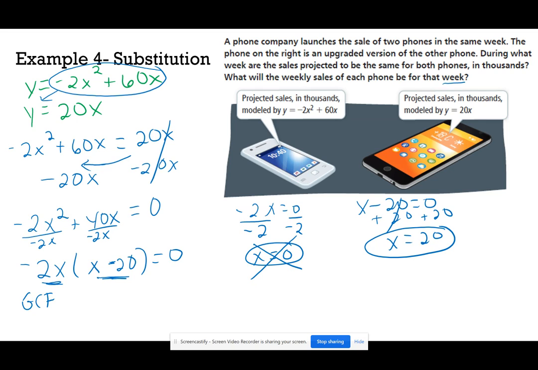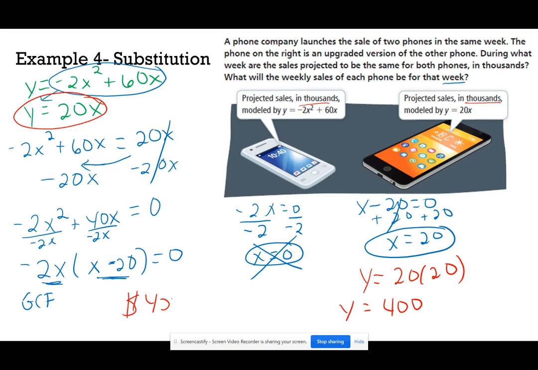Just like before, I'm going to take that 20 and substitute it into one of my equations. I'm going to pick the linear one just because it's a lot shorter. I'm going to pick this y equals 20x. So y equals 20 times 20, I know it's 400. In this case, they're talking about thousands because it says projected sales in thousands on both of them. So really, the projected sales is 400,000. And that is at week 20.